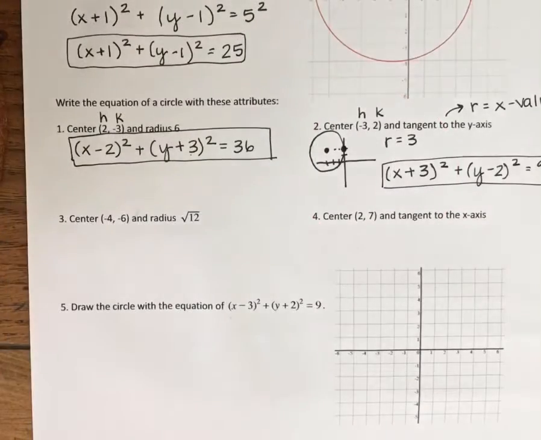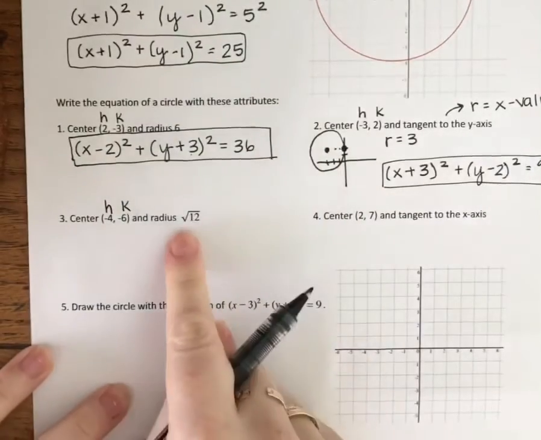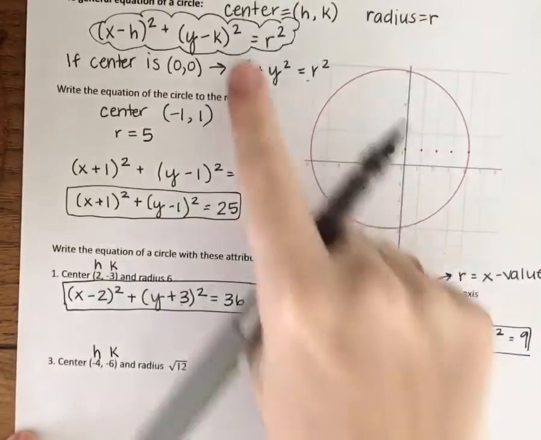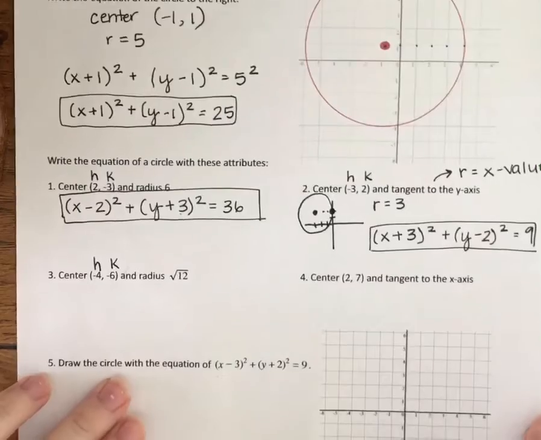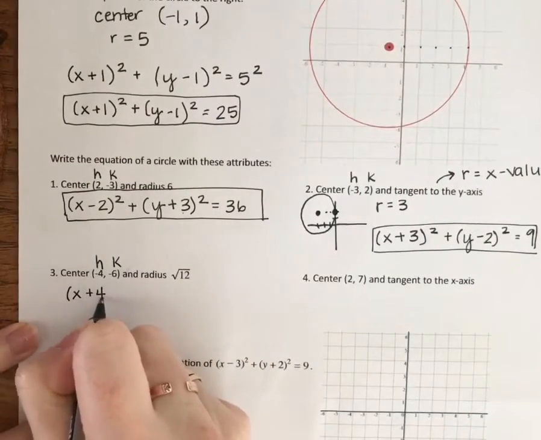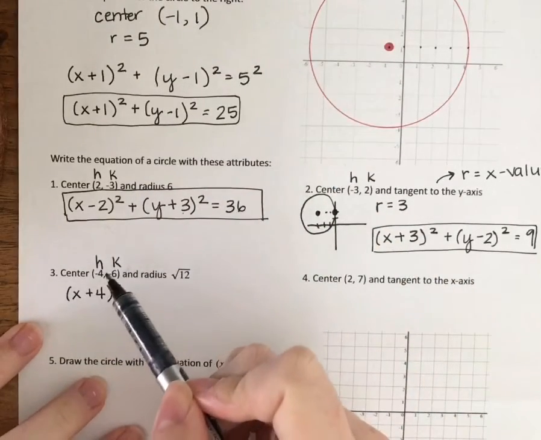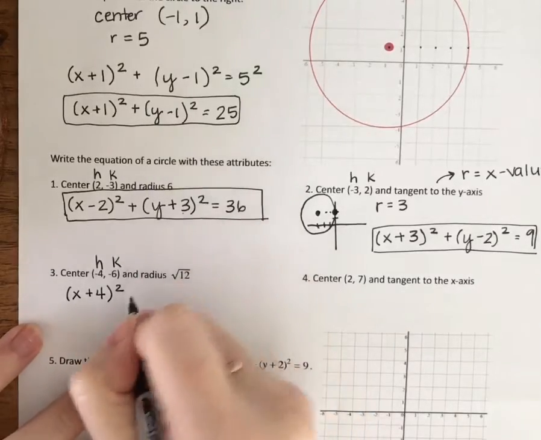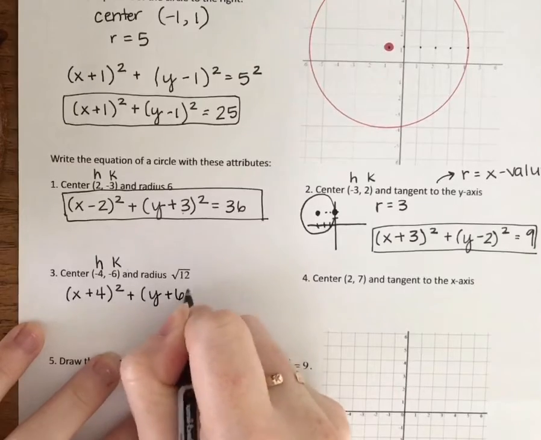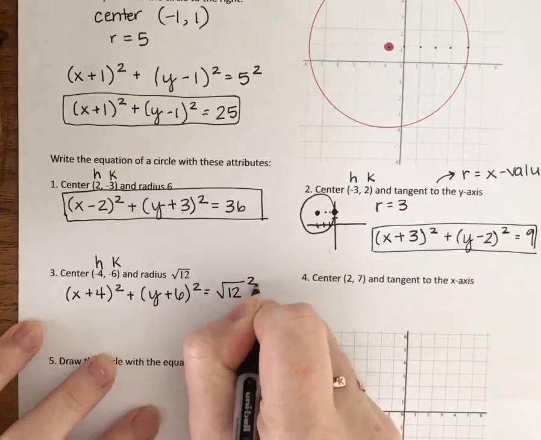All right, number 3 says that the center is -4, 6, and my radius is the square root of 12. Don't let that scare you. We're just still going to plug it in to our general equation and simplify what we can, okay? So I'm gonna have x plus 4 squared. Again, it's minus in my general formula, so minus -4 gives me that plus 4, plus y minus -6, so y plus 6 squared equals the square root of 12 squared.